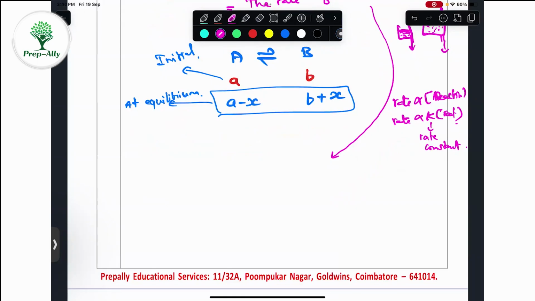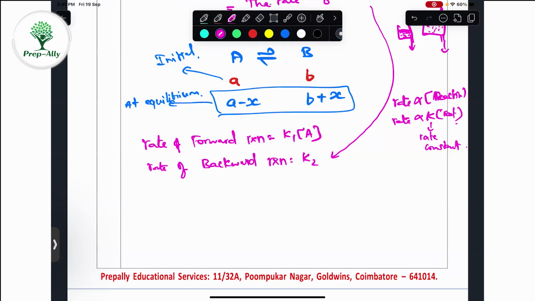This constant that we used is the rate constant. Now for the rate of forward reaction, K1 into A, as A is the reactant, right? Rate of backward reaction, K2, and the reactant is B, right? Because the reaction is happening from this side to that side. Now they are equal. K1A will be equal to K2B at equilibrium, right? This is at equilibrium.